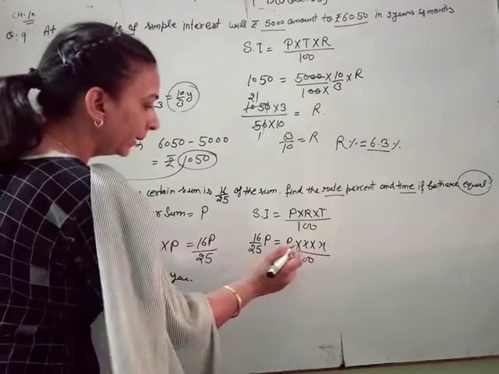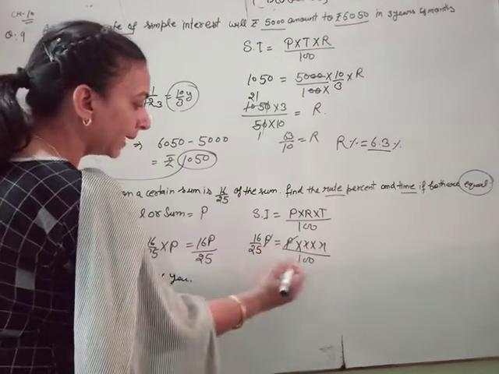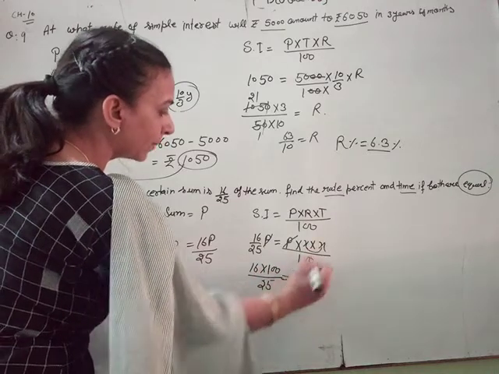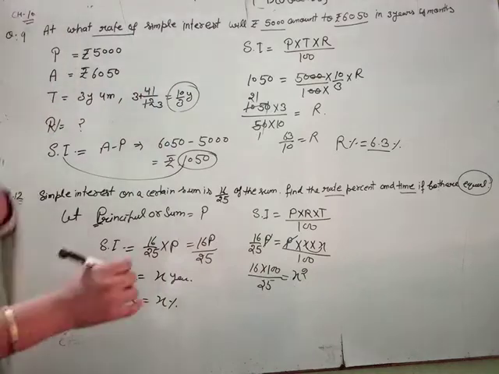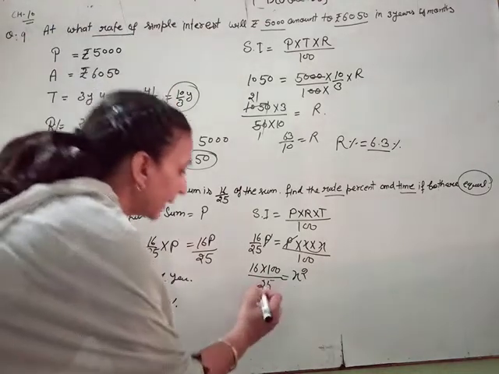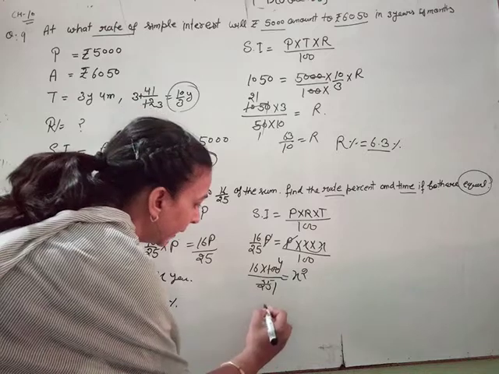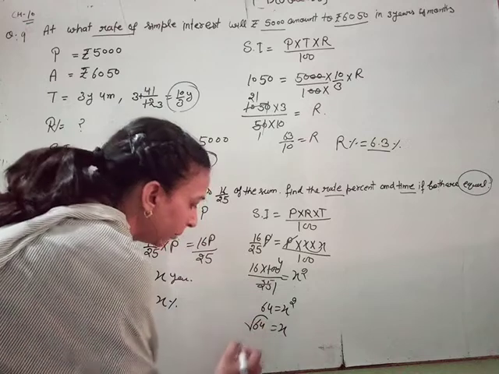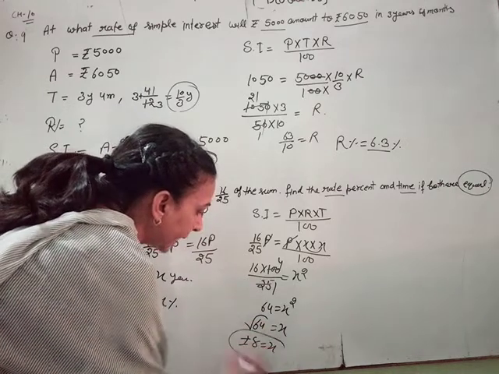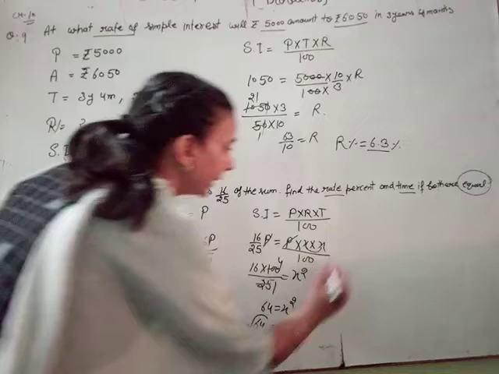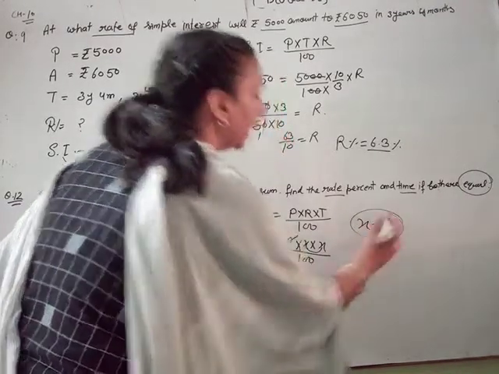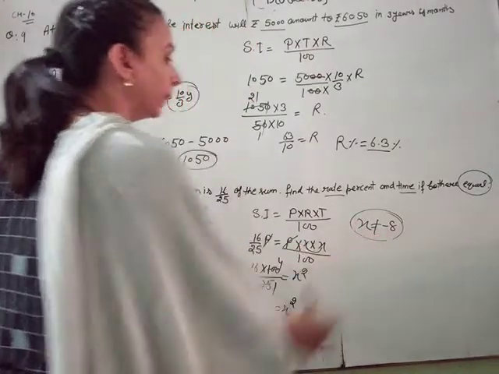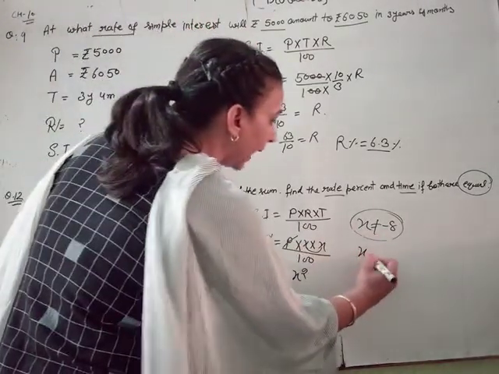Then students, P and P cancel out. Then 16 multiplied by 100 divided by 25 equals x times x, which is x squared. Next, cancel out: 4 sixteens are 64, so x squared equals 64 and x equals the square root of 64, which is plus or minus 8. Students, we reject x equal to minus 8 because time period cannot be negative, and we take only x equal to 8.